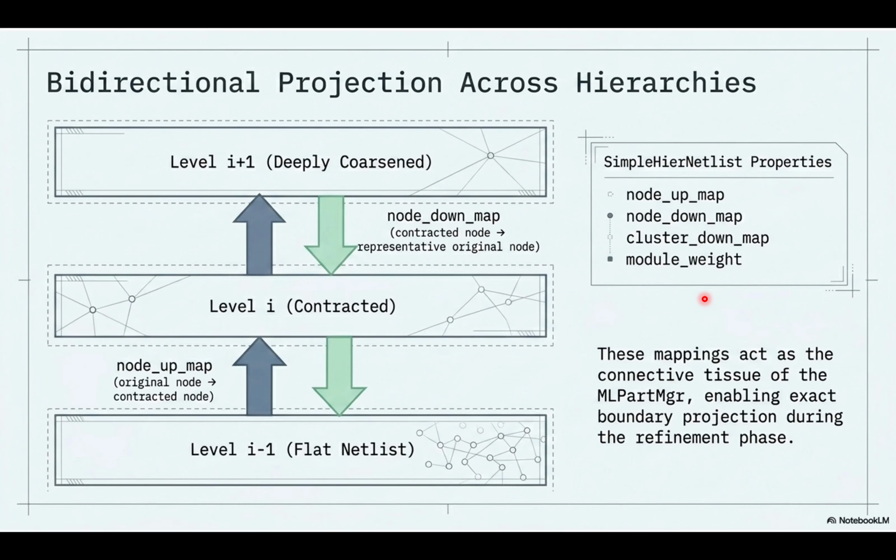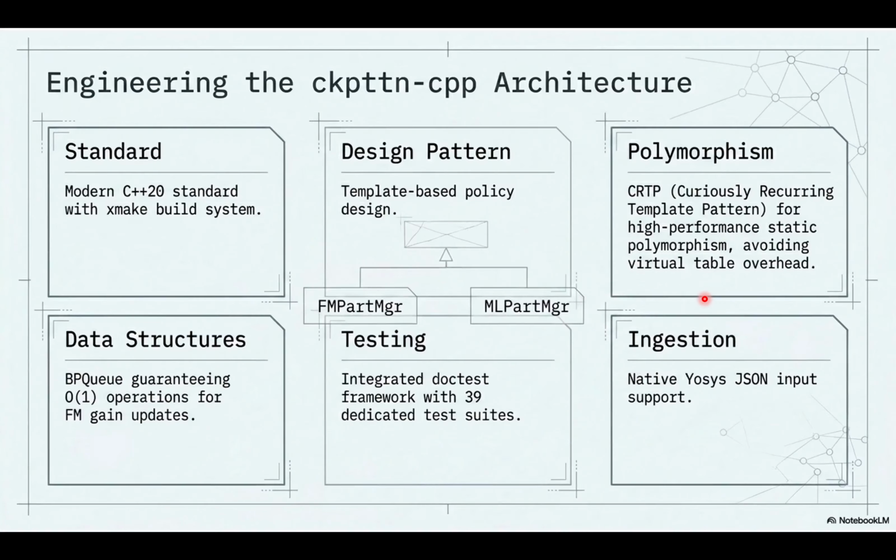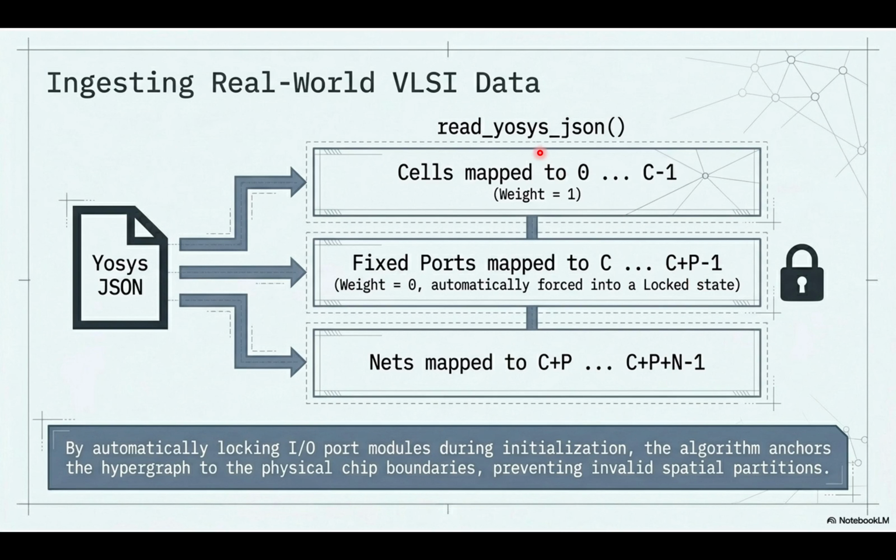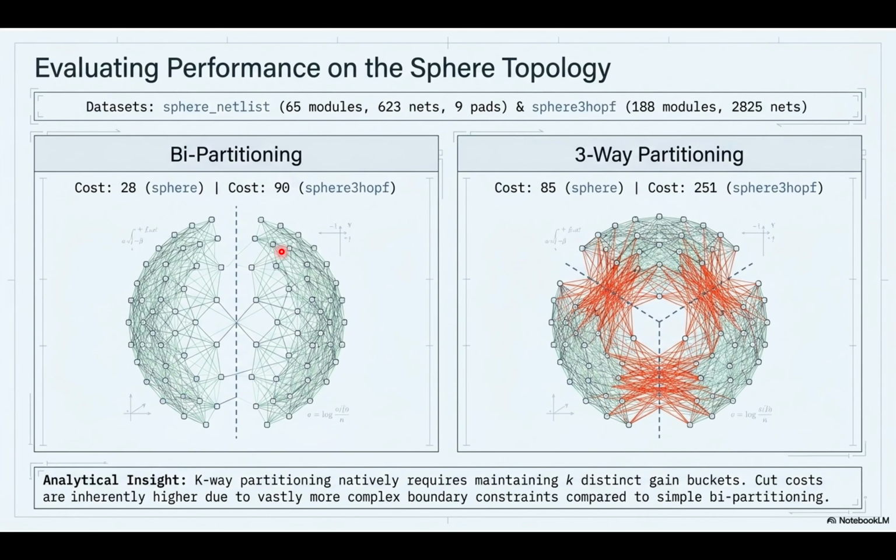Yes, the test runs. Right. Here's where it gets really interesting. The sources document test runs using Yosys JSON inputs, which is an open source synthesis tool. And the empirical data highlights a severe behavioral shift depending on the constraints applied. The k-way constraint specifically. Yeah, take the sphere netlist circuit, 65 modules, 623 nets. When partitioned into 2 blocks by bi-partitioning, the cut cost is 28. But when partitioned into 3 blocks, k-way partitioning, the cost immediately spikes to 85. And that variance scales up with circuit size too. Like the Sphere 3-Hoff netlist, which features 188 modules, registers a bi-partition cut cost of 90.